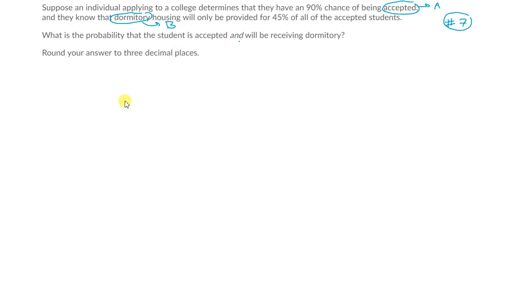Now, they're asking us about and. So what equation do we know about and? They want us to find the probability of A and B both occurring at the same time. You get accepted and you get a dorm. A is accepted, B is a dorm. Now, what equations do I know that involve A and B? Well, I know the or, that's the addition rule. The probability of one event or the other is equal to the probability of the first plus the probability of the second minus the probability of both occurring at the same time.